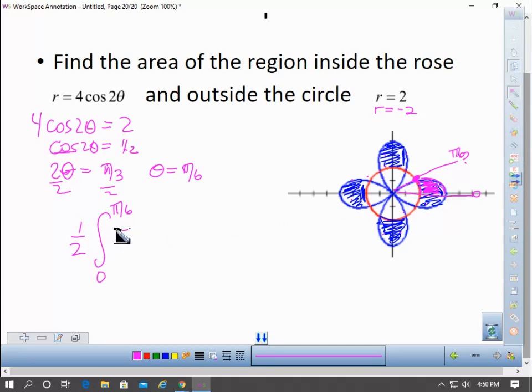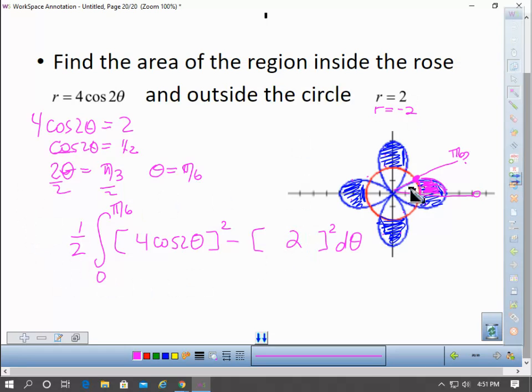So I'm having to do a big R squared minus the little r squared. So who is my function further out? Well, that is the rose. So that's going to be the 4 cosine 2 theta. And then the function that's closest is the red circle. So that's going to be my little r. So the red circle is 2.